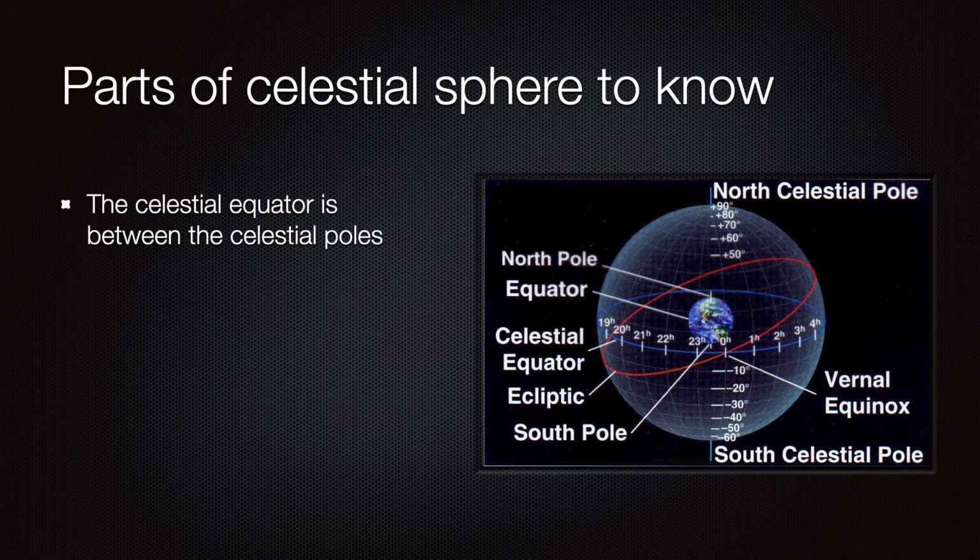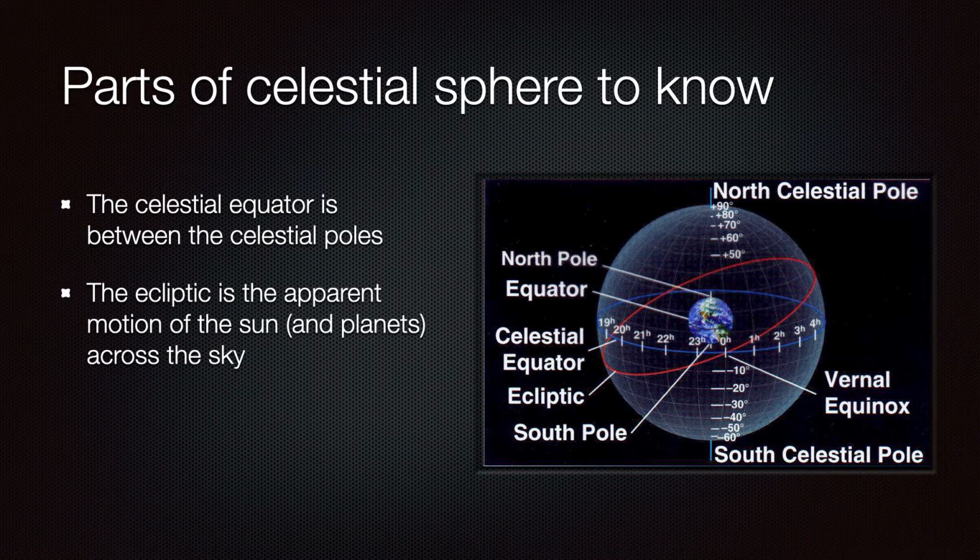The celestial equator, just like our normal poles, is exactly between it, but let me introduce something called the ecliptic. The ecliptic is where the sun traces a path across the sky. If you set up a video camera and video the sun all day and then run it at high speed, you'll notice it makes an arc across the sky. It's not a straight line, it's an arc. And that's actually kind of cool.